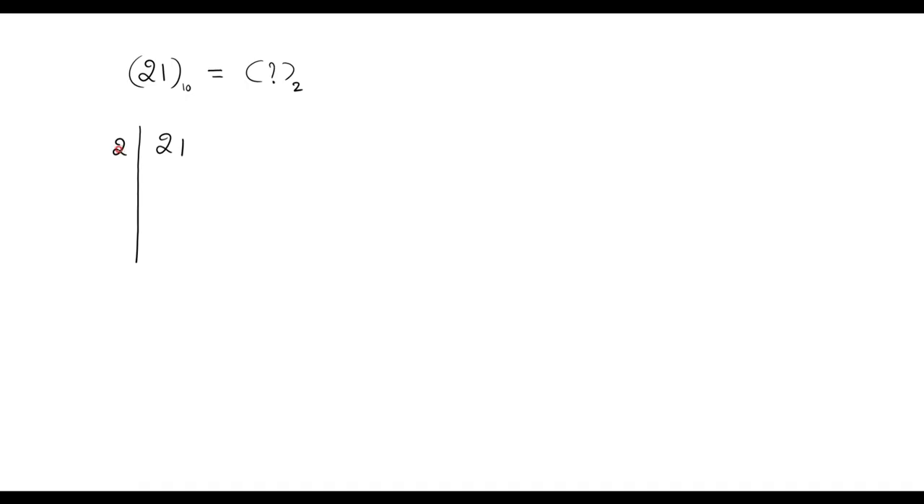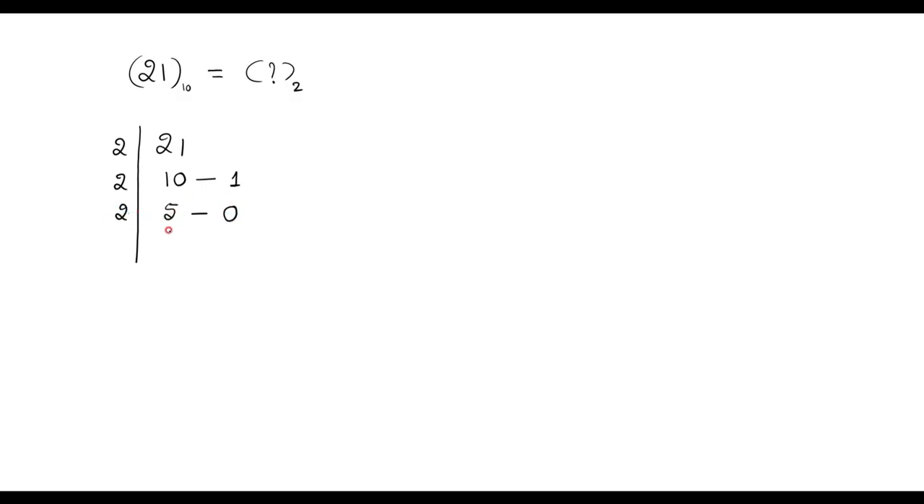This is the base of the binary number system, that is 2. So if we divide 21 by 2, the quotient will be 10 here and the remainder will be 1. Write the remainder here like this. Then again this 10 will be divided by 2. That is, divide this 10 by 2. The quotient will be 5. The remainder will be 0.